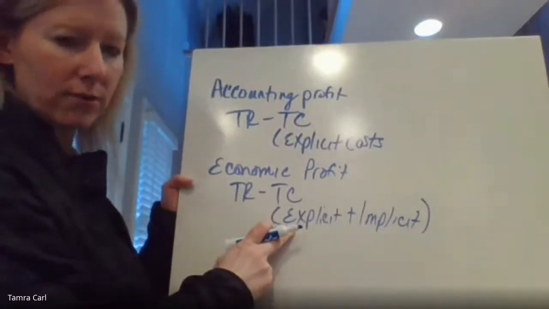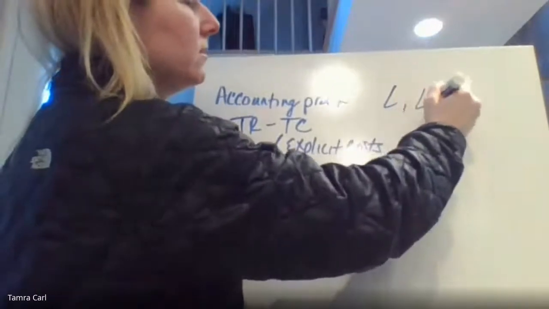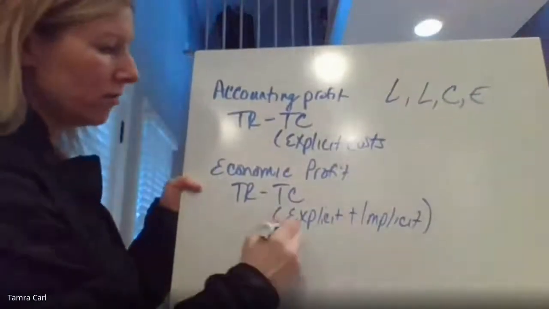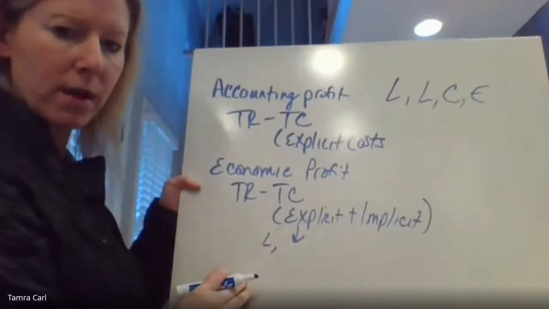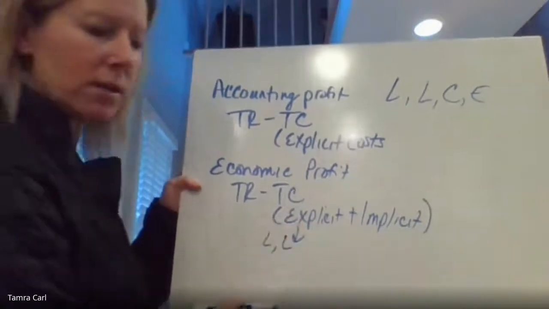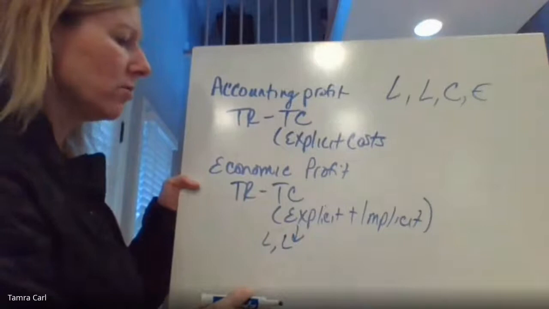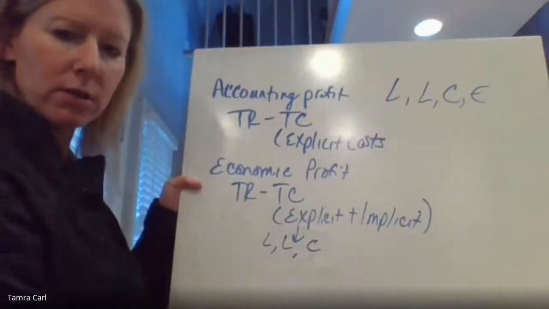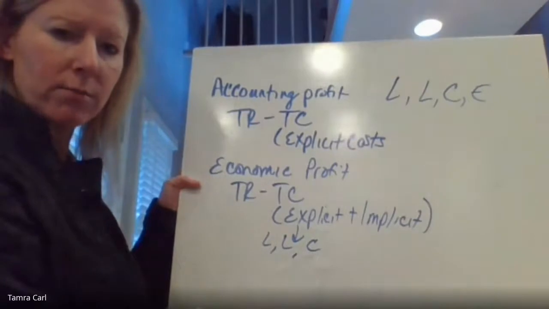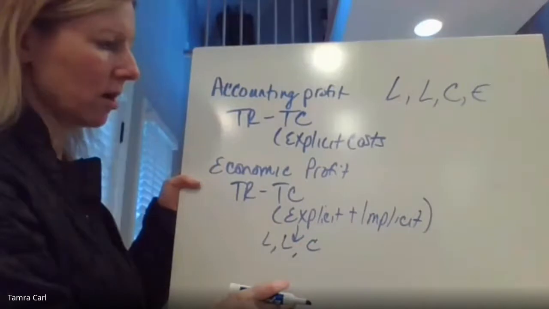We're dealing here with our factors of production. Remember, our factors of production are land, labor, capital, and entrepreneurial ability. And so the explicit costs are the land, which would be the rent that people have to pay, the labor, which would be the wages that they have to pay, and the capital, which would be any of the materials and goods that are used to make a final product. All of that makes up the explicit costs.